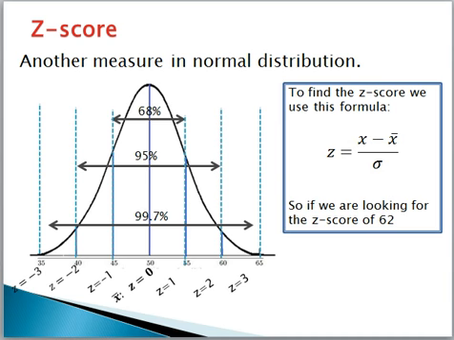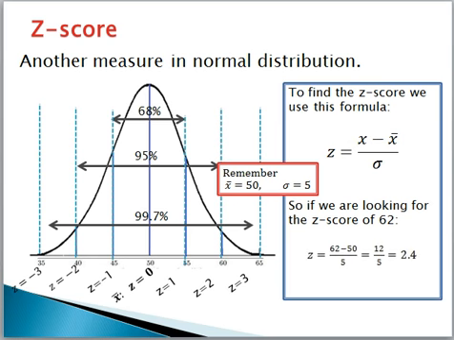So if we look at the z-score for the number 62, we're going to use this. Remember that the mean was 50 and the standard deviation was 5. The z-score is 62 minus 50, divided by 5. So 12 divided by 5 gives us a z-score of 2.4.